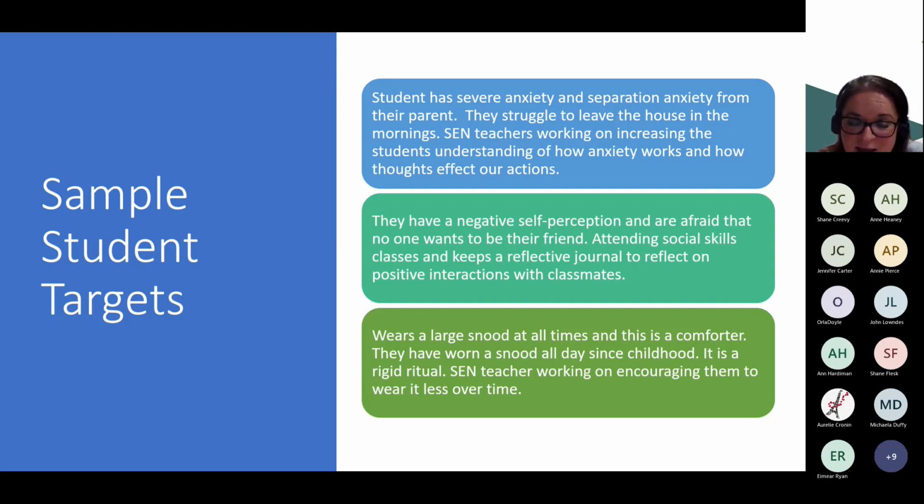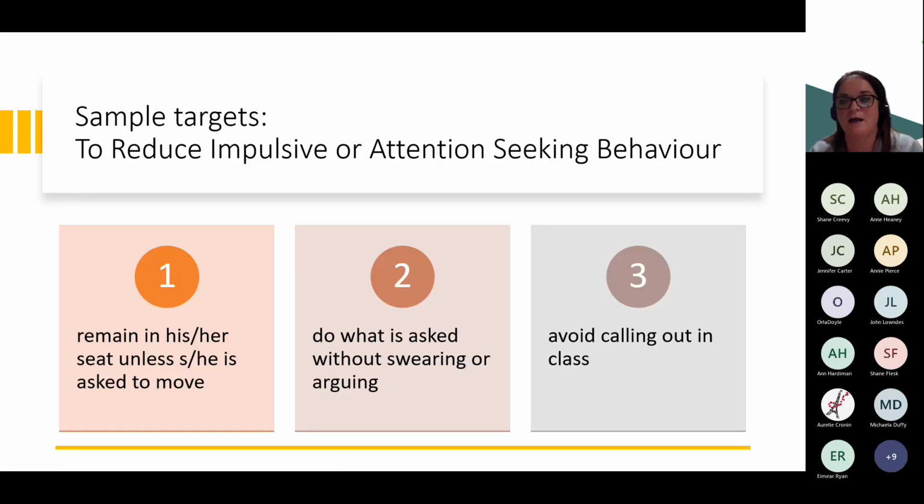And then you can say, if you're asked by the SEN teacher, are they achieving the targets in your classroom? You could say, well, actually, yes, I've seen great improvements there. It's definitely less frequent than it used to be. Another very common target, we've probably all seen these ones. So targets to reduce impulsive or attention seeking behaviour.